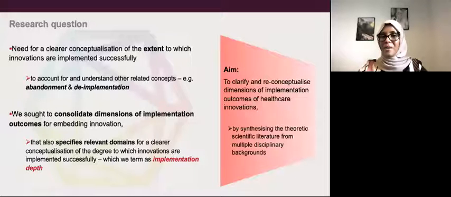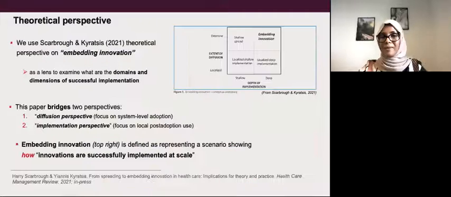So our research question is around the need for a clearer conceptualization of the extent to which innovations are implemented successfully, to account for and understand other related concepts such as abandonment and de-implementation. So we sought to consolidate dimensions of implementation outcomes for embedding innovation. And we did this by synthesizing theoretical and scientific literature from multiple disciplinary backgrounds.